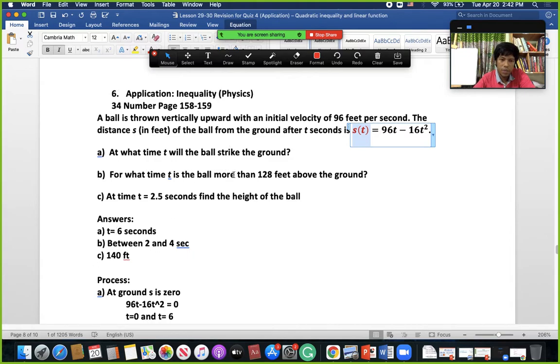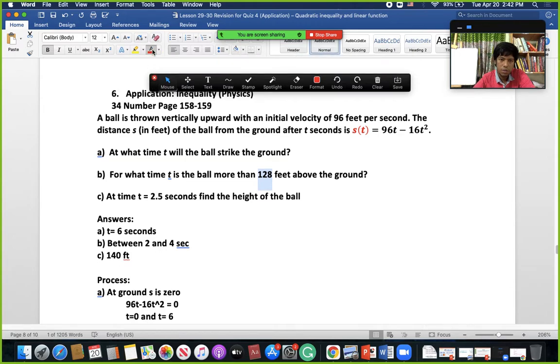And at what time is it 120 feet above the ground? That means 120 is the value of s of t. Then you have to find out. So s of t equals 128. We have to find out t equals what. So you get 2 and 4 seconds, 2 different answers.